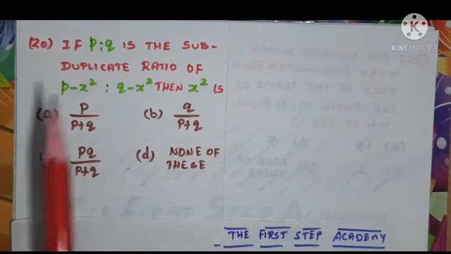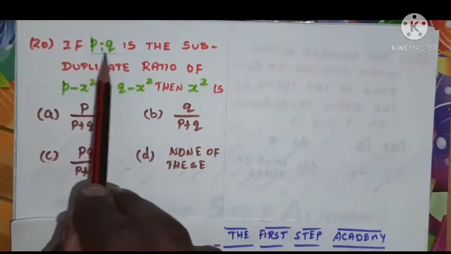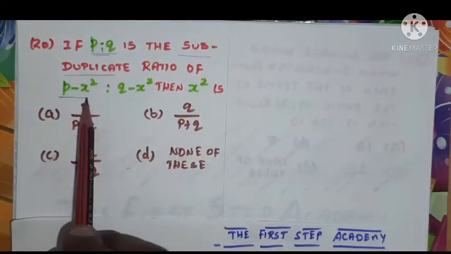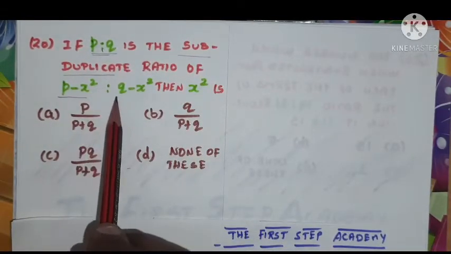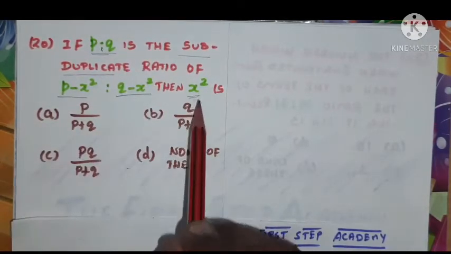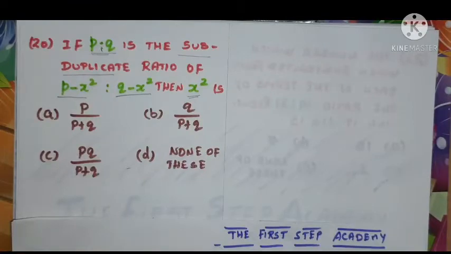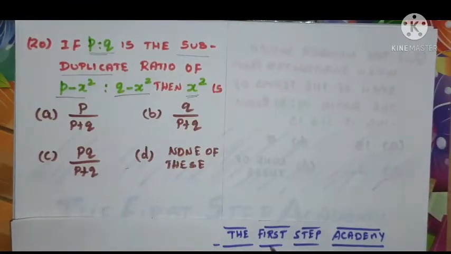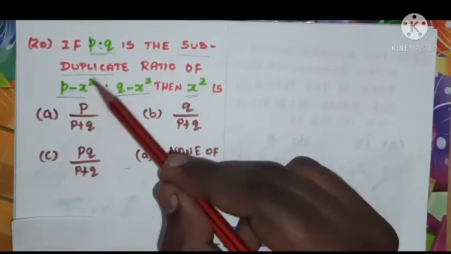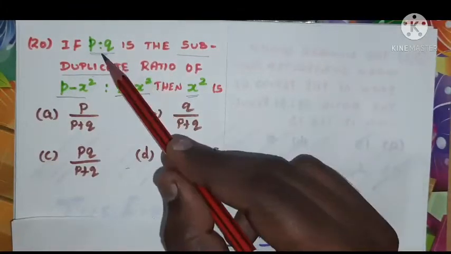So look at the question. If P is to Q is the subduplicate ratio of P minus x squared is to Q minus x squared, then they asked us to find the value of x squared. Right, now we'll find the value. So the subduplicate ratio of P minus x squared is to Q minus x squared is P is to Q.